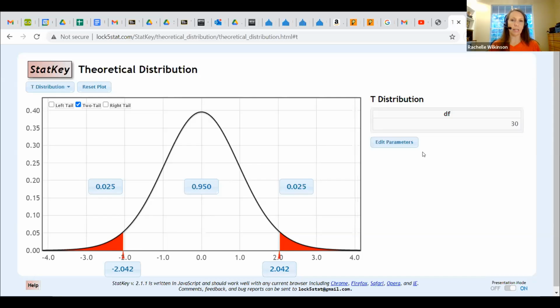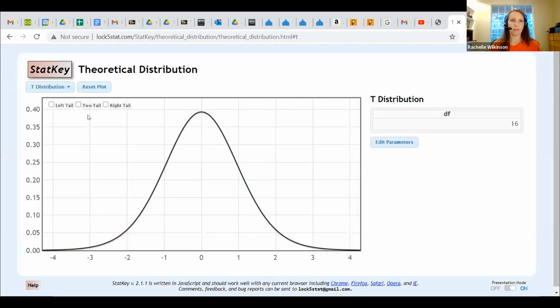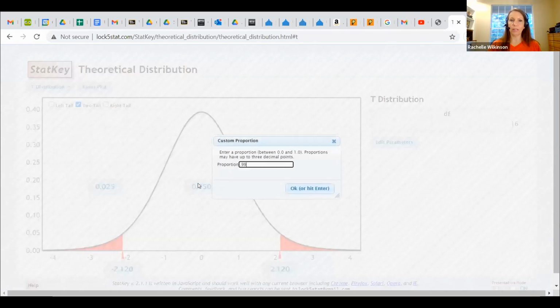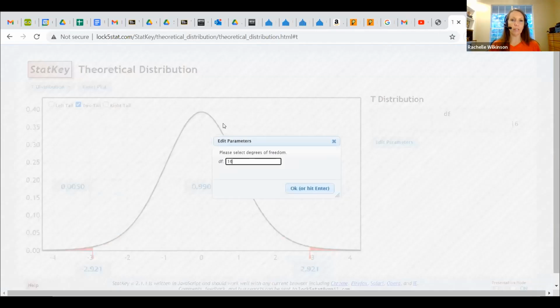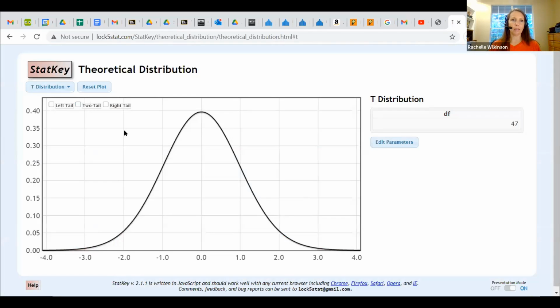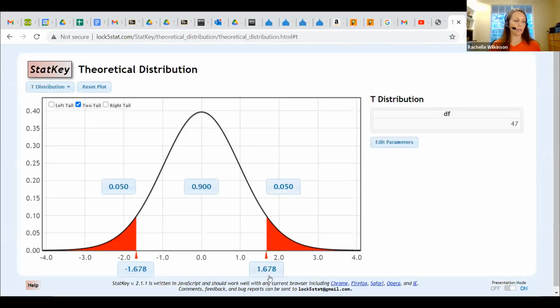For the second one, it says I have 16 degrees of freedom and that I want to be 99% confident. So I put 0.99 in that center box, and that gives me a T star of 2.921. And then for my last one, I have 47 degrees of freedom, and I want to be 90% confident. So I end up with 1.678.